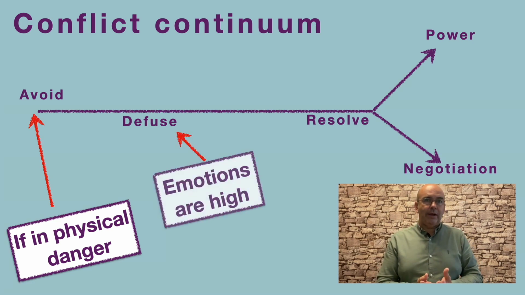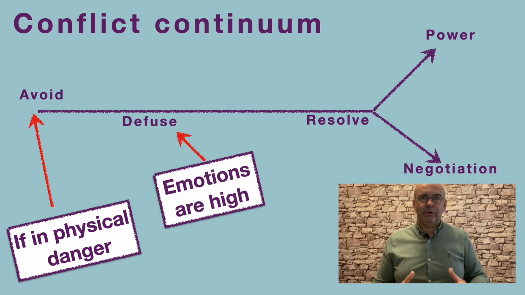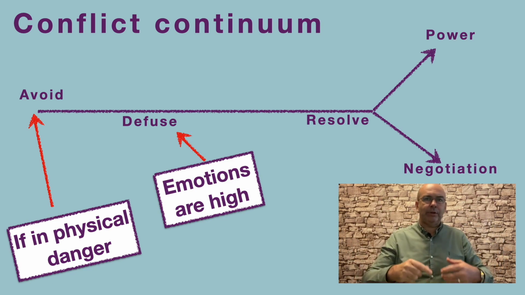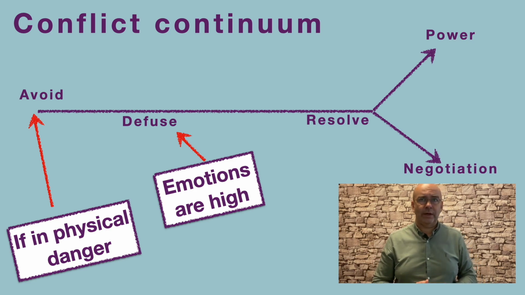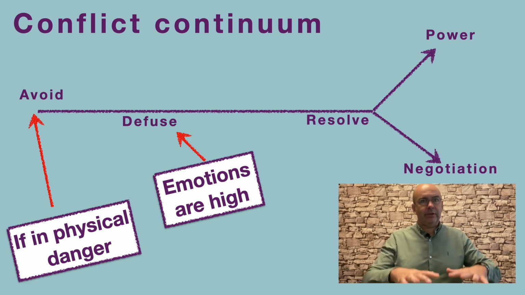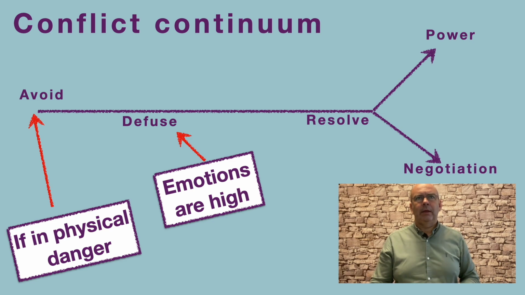Diffusing is where we are just not in a position to resolve because emotions are high, tempers are frayed, people are finger pointing, and there is not an ability to get rational. So when we're in that place, it's not advisable to even try to resolve. We just need to settle things down and diffuse things. And we'll look at how we can do that later.